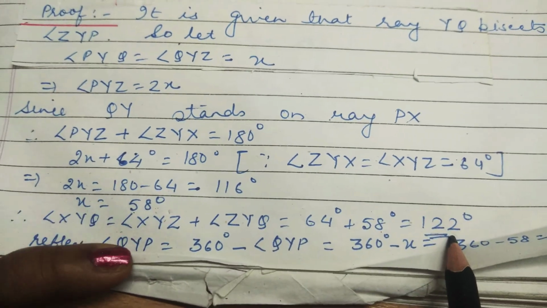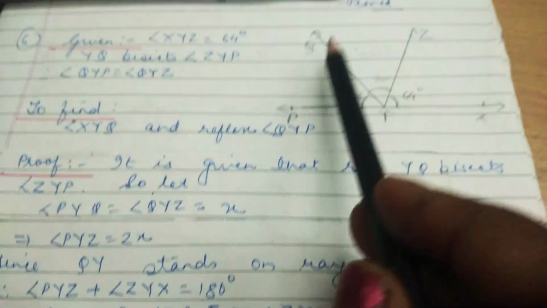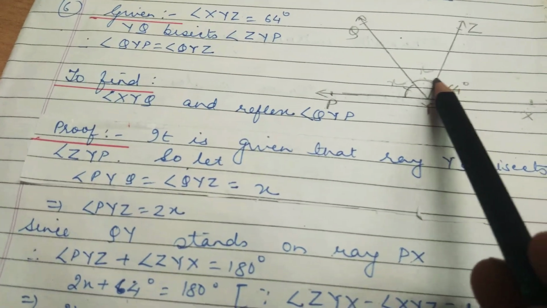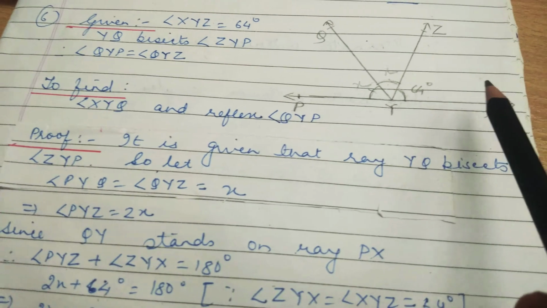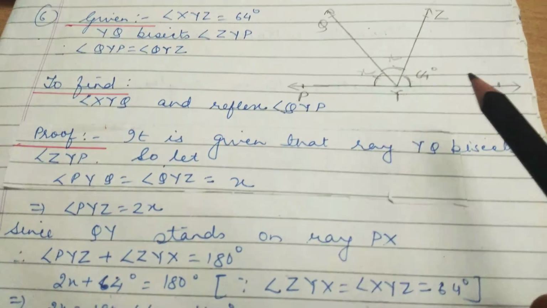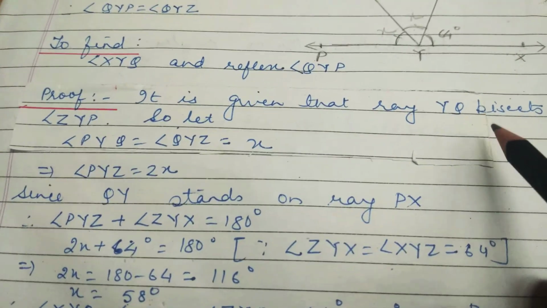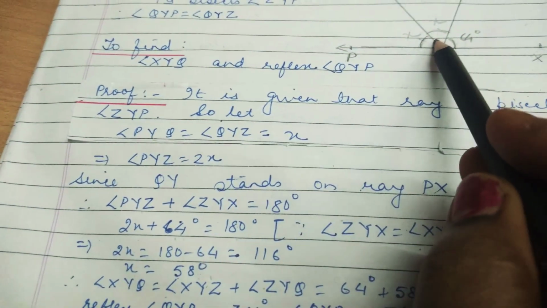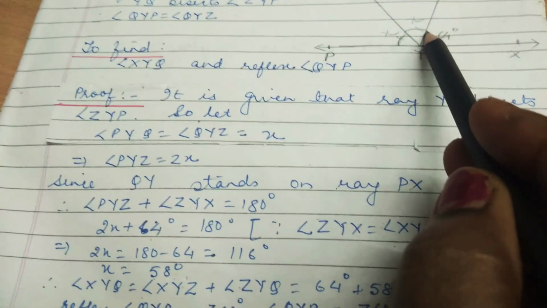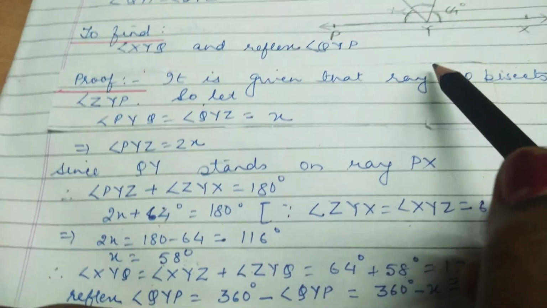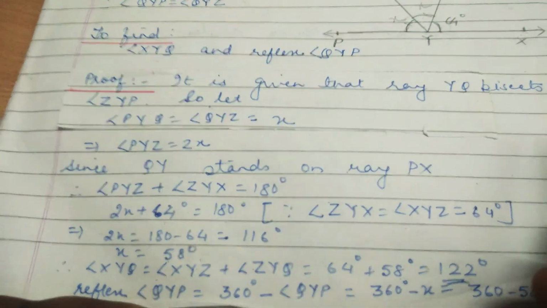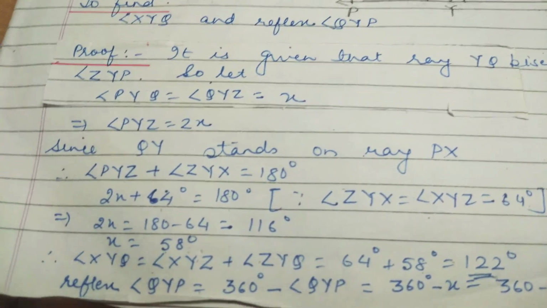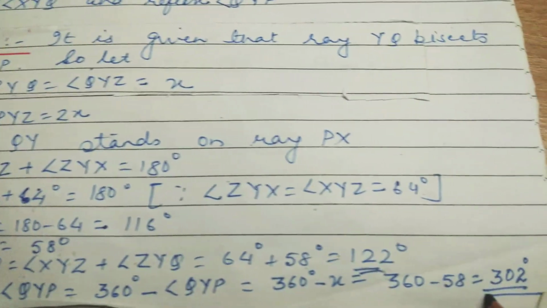Now, you have to find out reflex angle QYP. Reflex angle QYP means this angle you have to find out. Now, you know that a reflex angle is more than 180 degrees and less than 360 degrees. Now, what have we found out here? It is equal to 58 degrees. So, what will be its reflex angle? That will be when we subtract 58 degrees from 360 degrees, we will get reflex angle QYP equal to 302 degrees.